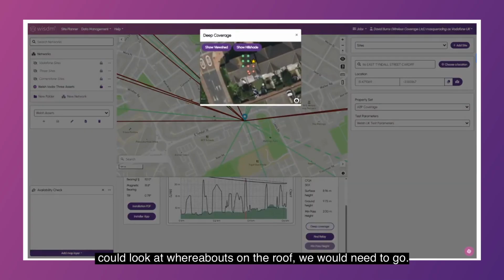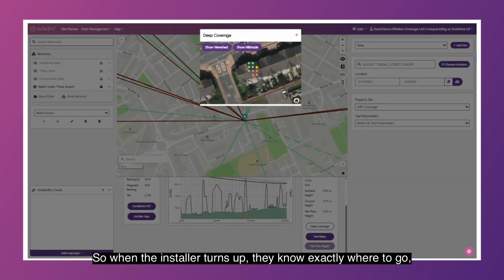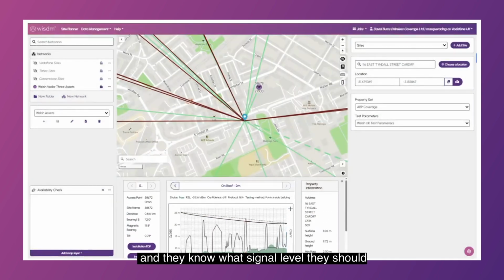And we can look at whereabouts on the roof we would need to go, the north elevation. So when the installer turns up, they know exactly where to go, and they know what signal level they should achieve in order to give the connection that is being promised.